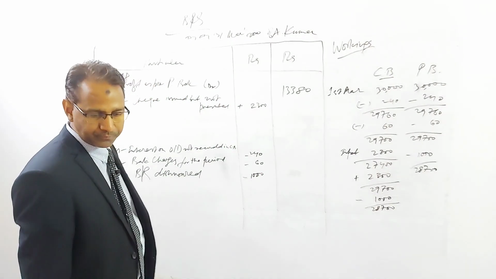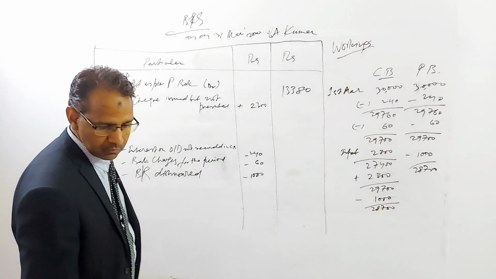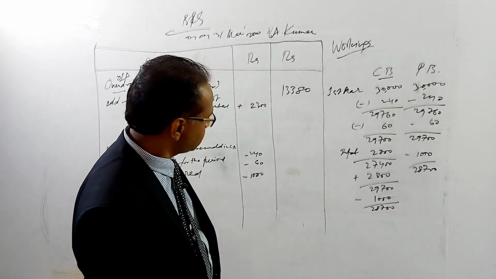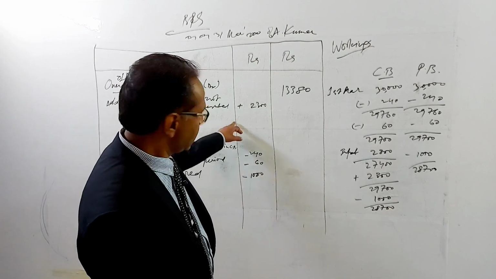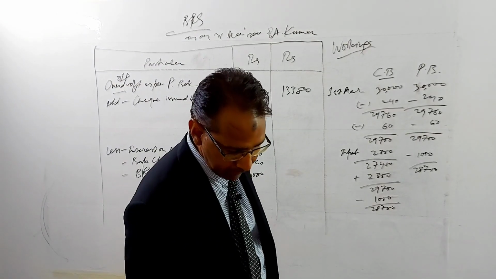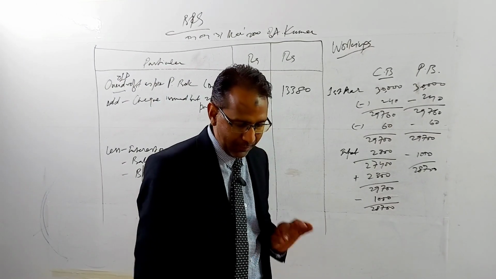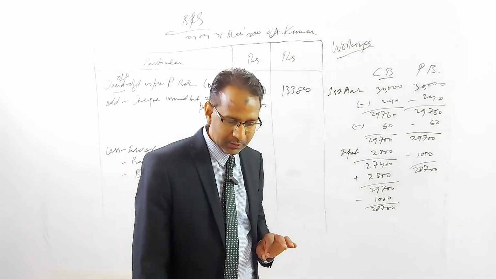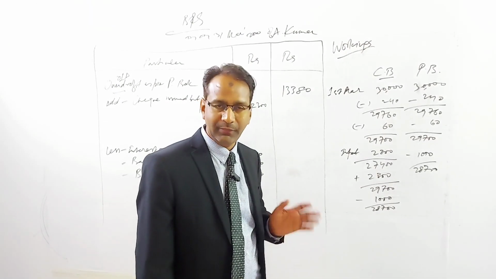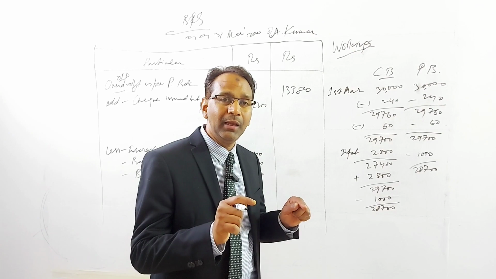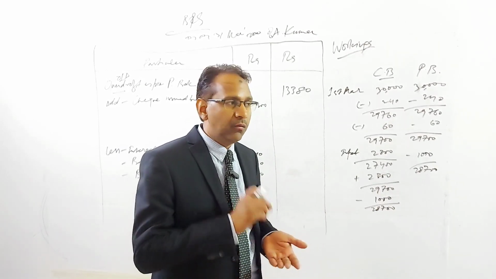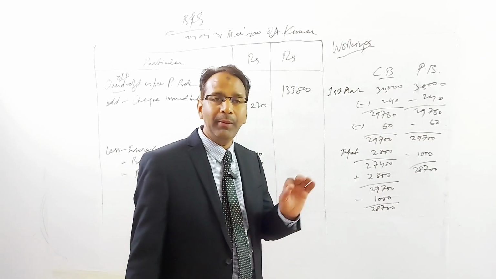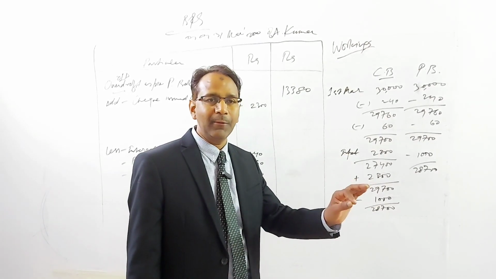Fine. Good now. 240, 60, 2300. Okay, we missed one point. Check paid to the bank but not cleared before 31st March. Check paid. As I told you, check paid means check deposited in the bank. 4,340 rupees. Check paid means check deposited in the bank.